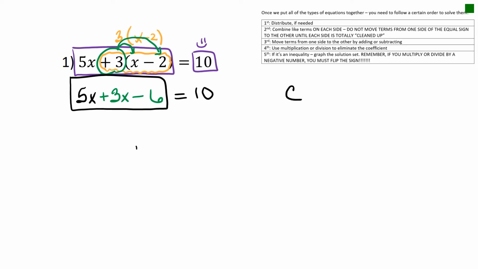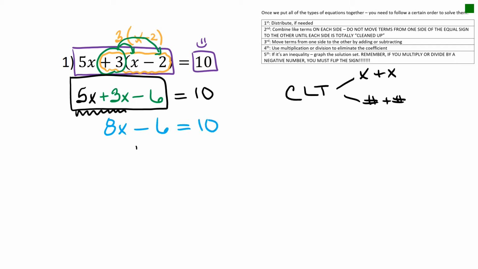So this is called combining like terms. Which terms can we put together? All x's go with all x's, and all numbers can go with all numbers. Now, when I say x's, that means all y's go with y's, z's go with z's, p's go with p's. You know what I mean. So what can go together? The 5x plus the 3x. So 5x plus 3x is 8x, and then we still have minus 6, and we still have equals 10 over there.